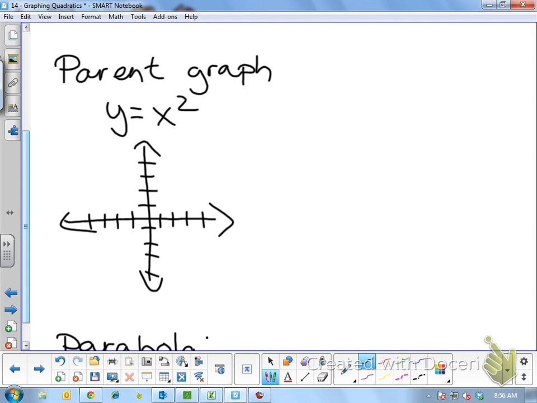Okay. So this is the most basic graph. Y equals x squared. We don't have anything else but the x squared to tell us, hey, this is a quadratic.